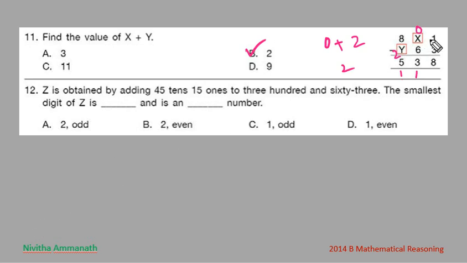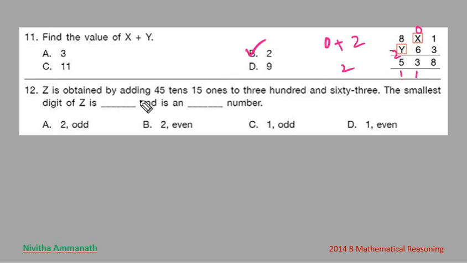So if one number minus another number equal to a number, then we find this number by adding these two. Adding these two, we get this number. So B is the correct option.